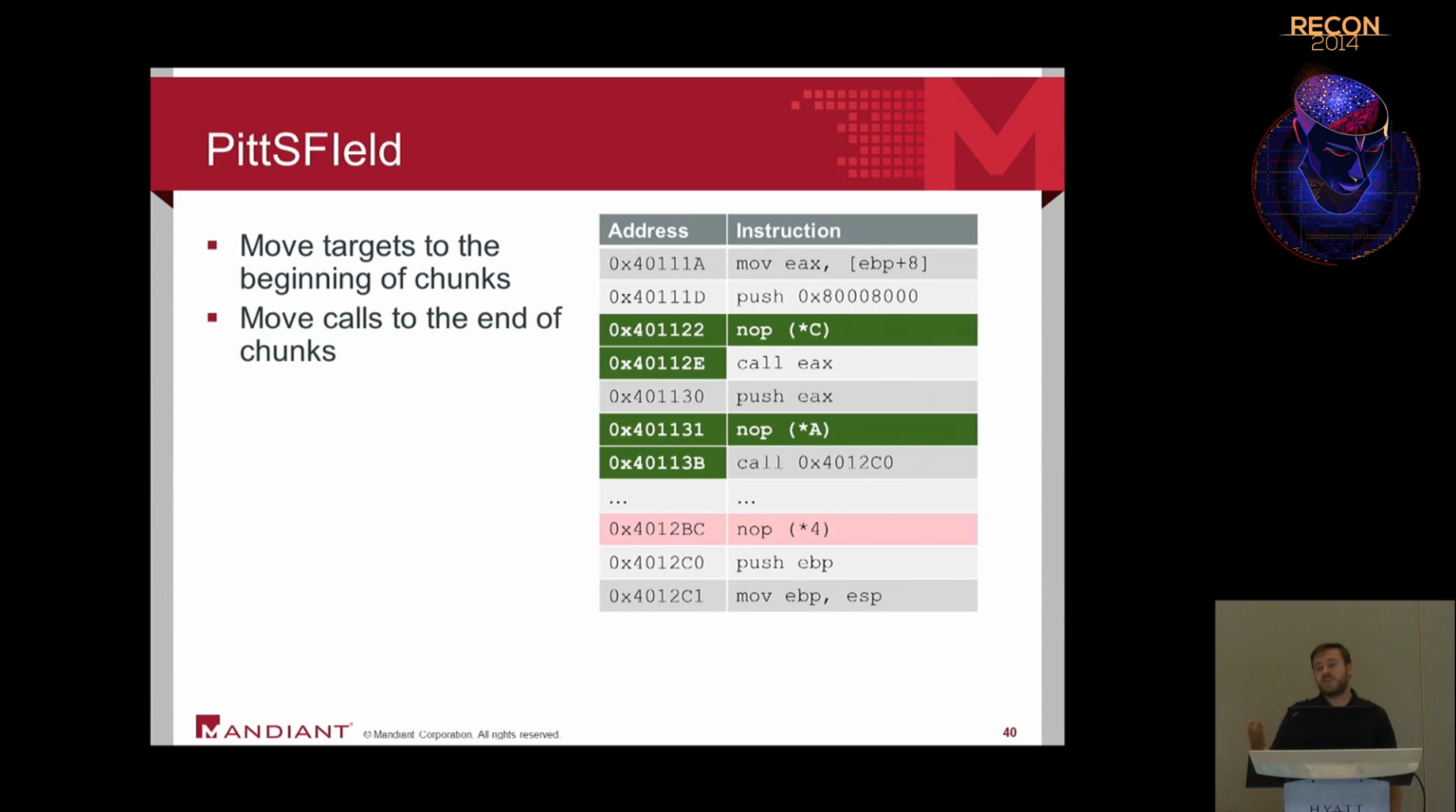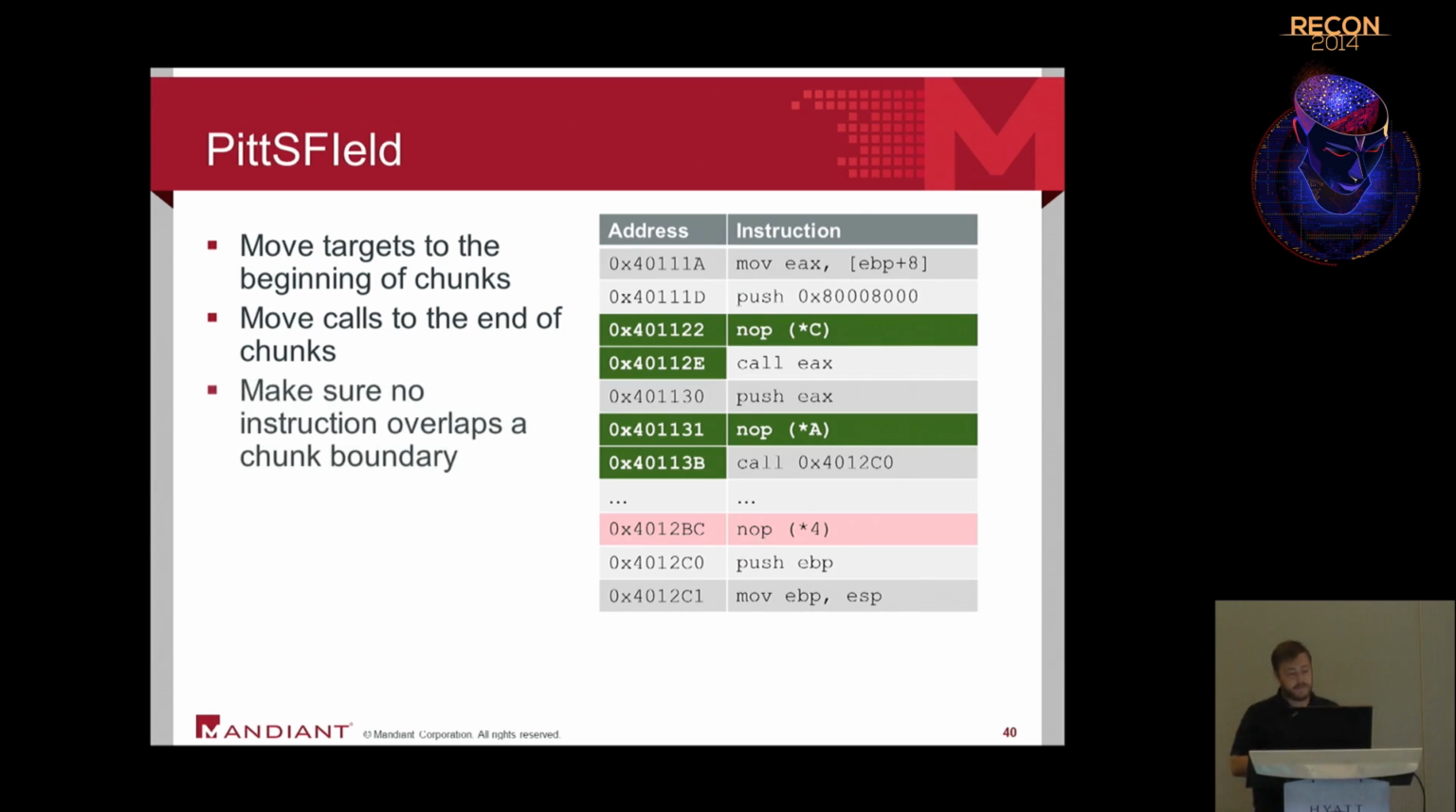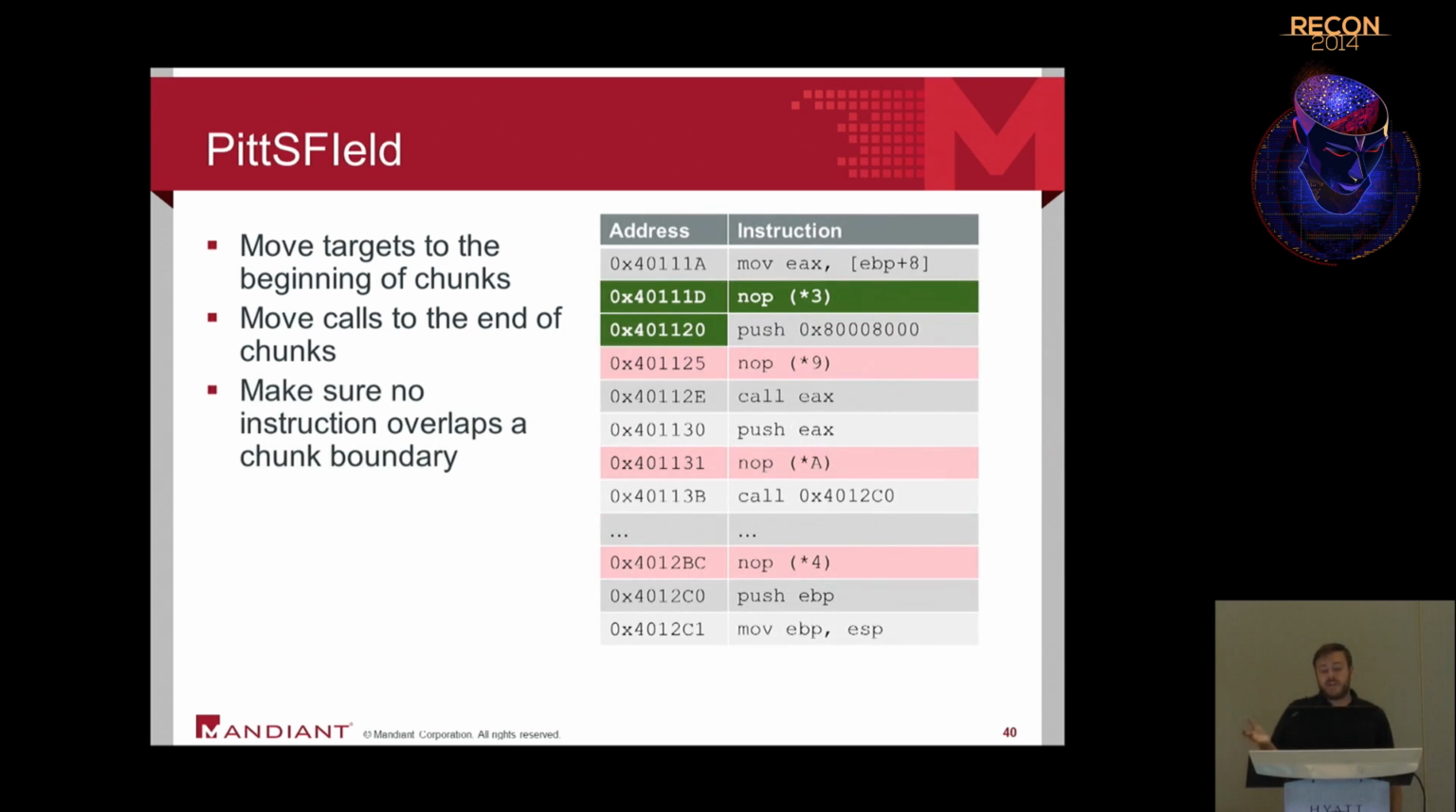So when a call instruction gets hit, we want the return from a call to be the beginning of a chunk. So we have to move every call to the end of a chunk. As you can see, both of the addresses of these calls have moved up, and we've included no-ops so that those calls are at the end of chunks. We need to make sure that no instruction overlaps the chunk boundary because you don't want to be executing in the middle of some instruction. So that push was overlapping a chunk boundary. We've now pushed that to the beginning of a chunk.